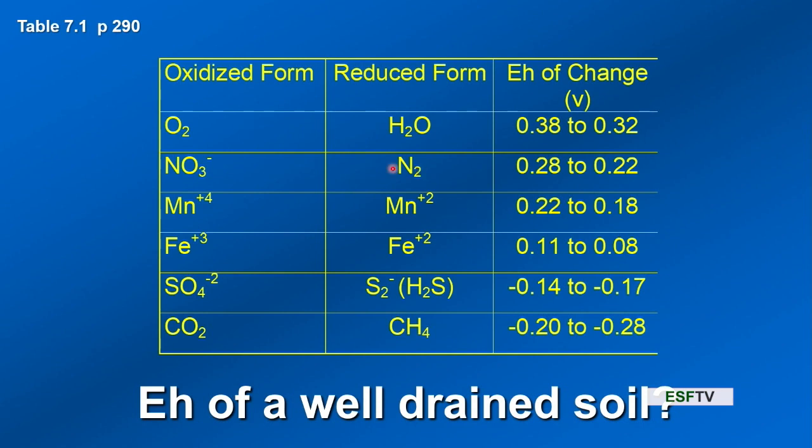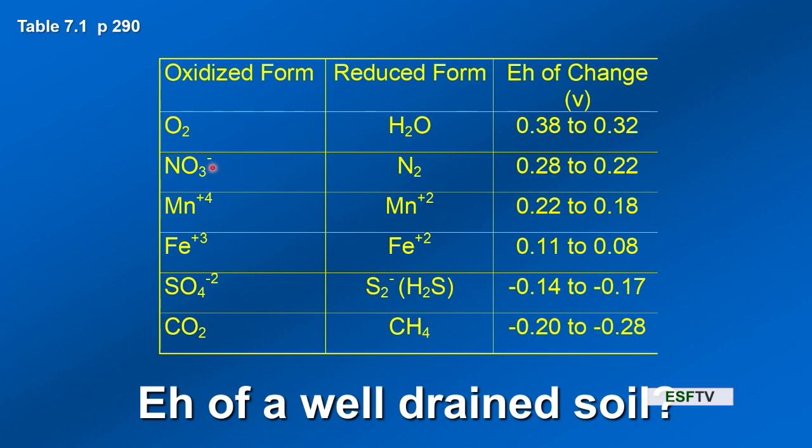So let's look at the oxidized form of oxygen and the reduced form, and let's look at the change in EH. This is the reduction potential, redox potential, and it's measured in volts. So as oxygen is reduced to water, the EH is in the range of 0.38 to 0.32. It's just a measure. Remember, we just put this probe in, we measure the EH, and we get a value, a difference in voltage.